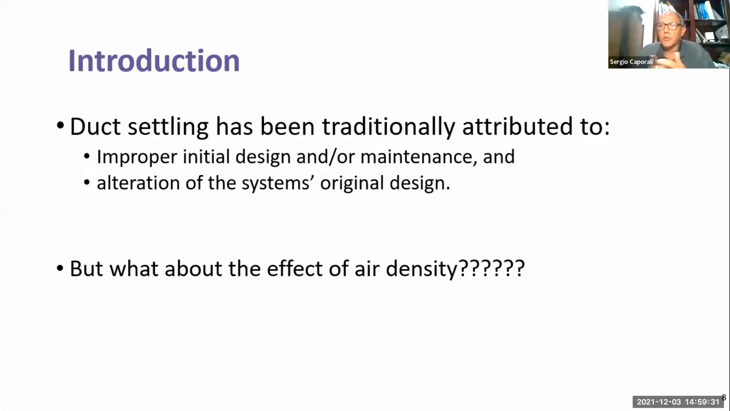Duct settling has traditionally been attributed to improper initial design and maintenance, or to alterations that somebody made to the system once it was already commissioned and implemented. But what about the effective density? We went back to publications from 1935 that were the origins of the Industrial Ventilation Manual. None of these references, none of them, make reference to air density as an important design parameter.